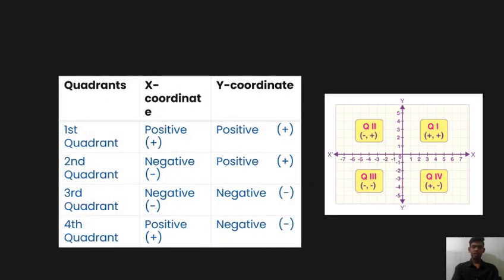Here we can see in the first quadrant, x coordinate is positive, y coordinate is positive. In the second quadrant, x coordinate is negative, y coordinate is positive. In the third quadrant, x coordinate is negative, y coordinate is negative. In the fourth quadrant, x coordinate is positive, y coordinate is negative. So it is plus plus, minus plus, the third quadrant minus minus, and in the fourth quadrant plus and minus.